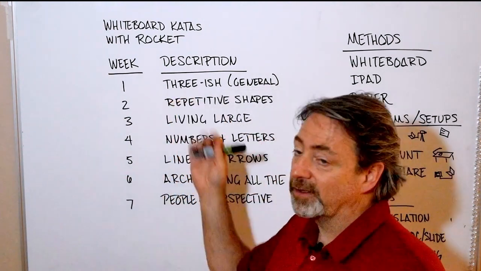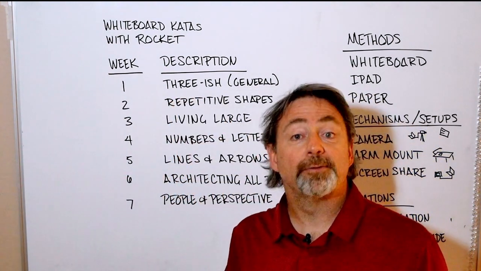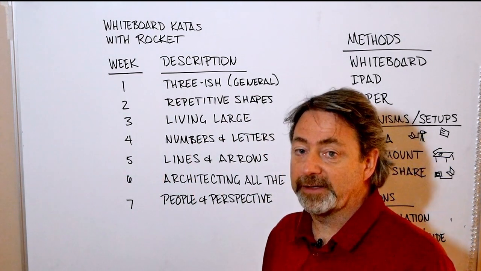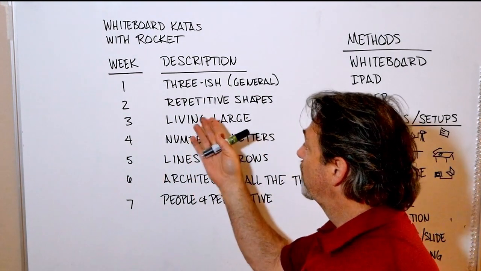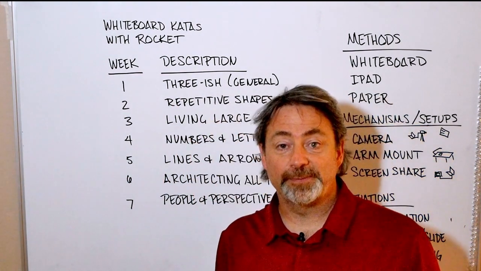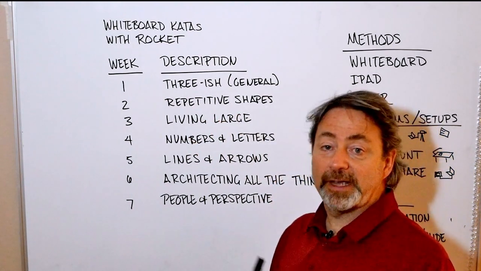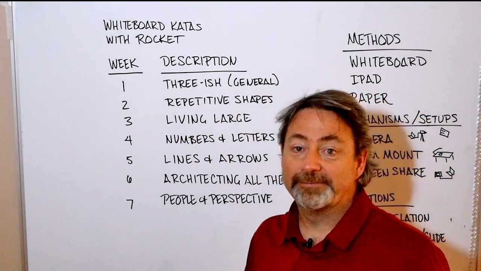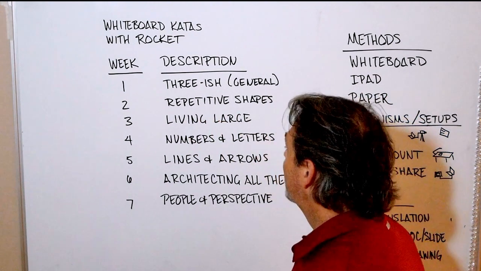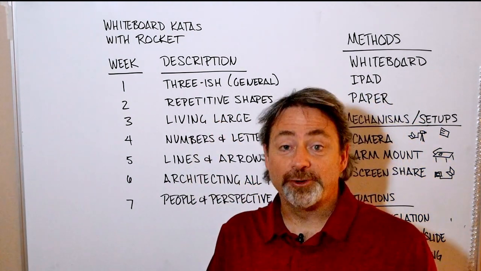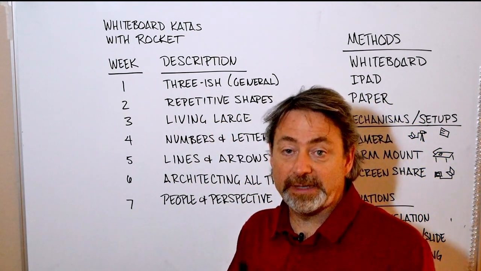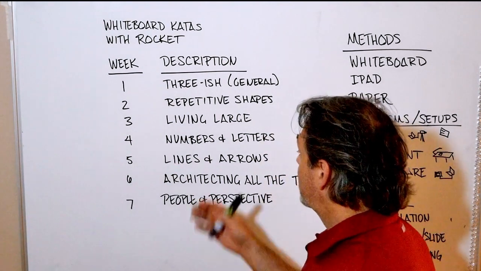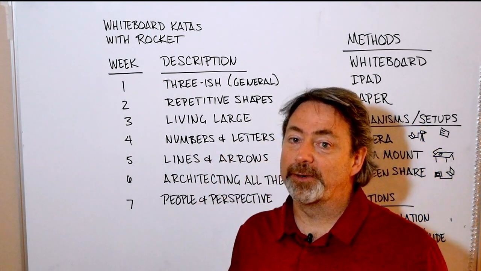First, we're going to start with a general kata that I call three-ish. This is where you do threes of things. Next, we'll work on repetitive shapes. This is where you draw various shapes in a repetitive way. Novel that. Next, living large. How to draw large shapes and be good at it. Numbers and letters, an incredibly important part of whiteboarding.